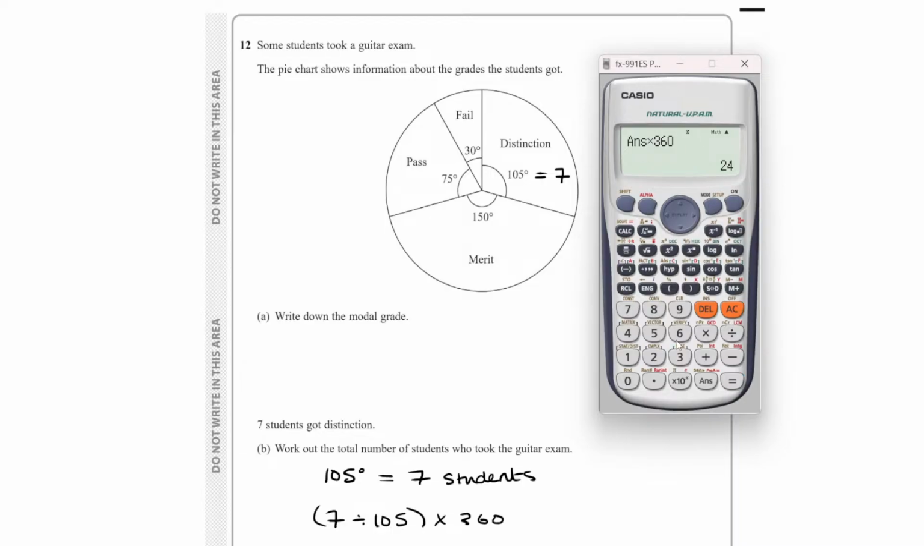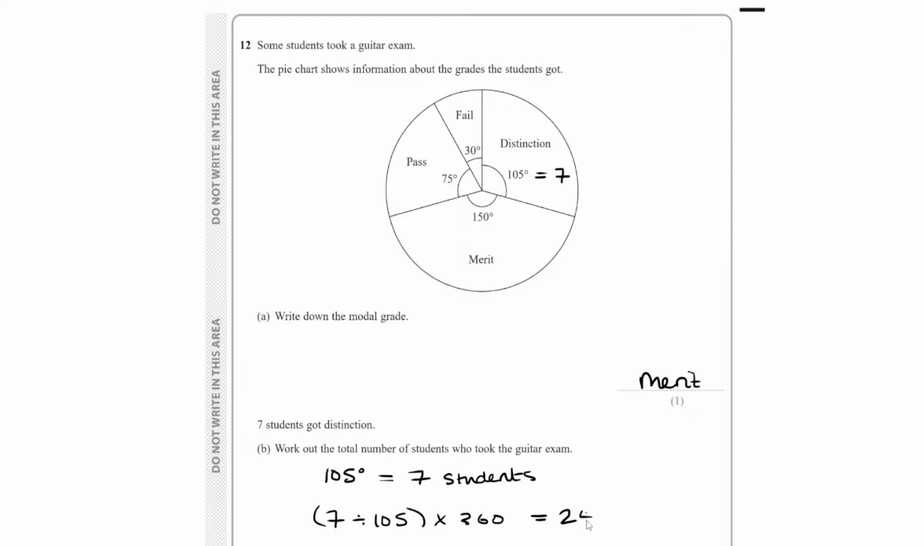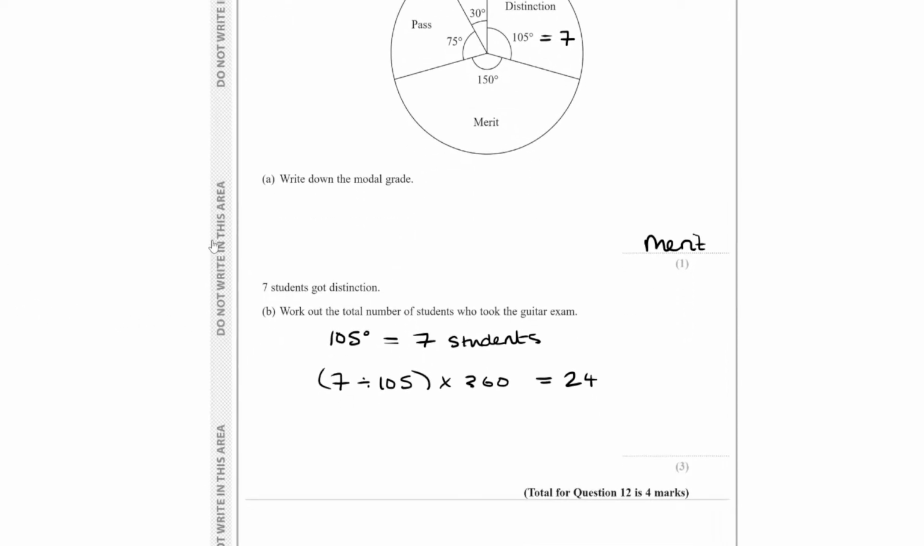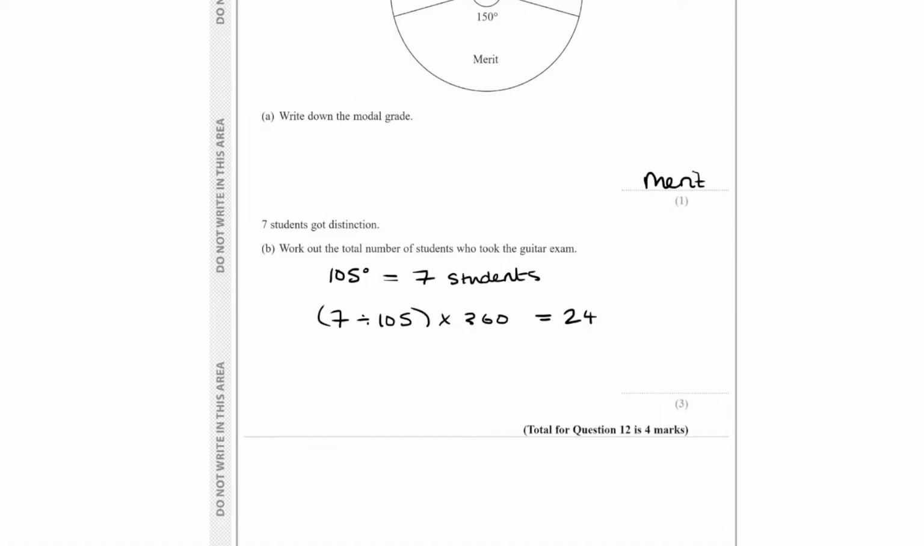Now I've got an actual number that makes more sense, haven't I? 24. You obviously have to have a whole number of students. So that makes up the whole thing. You can obviously go through and work out 150, 75, 30 and add them all together if you wanted to. You'd still get the same answer, but I just don't see the point, really. You might as well just do it directly. So 24 students are in the pie chart.